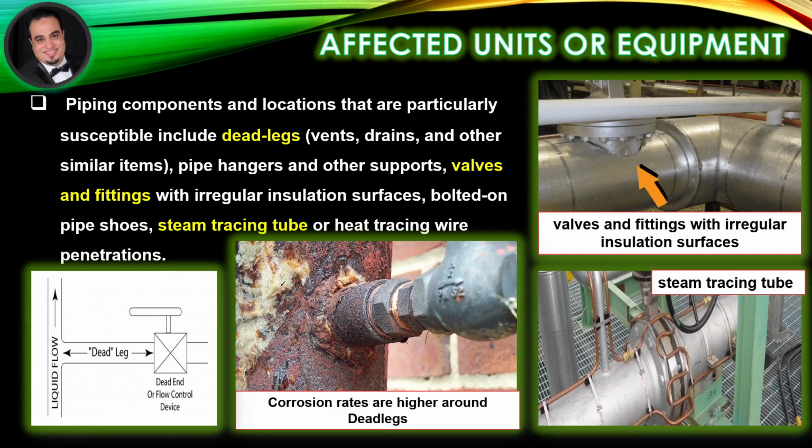Piping components and locations that are particularly susceptible include dead legs, vents, drains, and other similar items, pipe hangers and other supports, valves and fittings with irregular insulation surfaces, bolted on pipe shoes, steam tracing tube or heat tracing wire penetrations, as illustrated in figures.